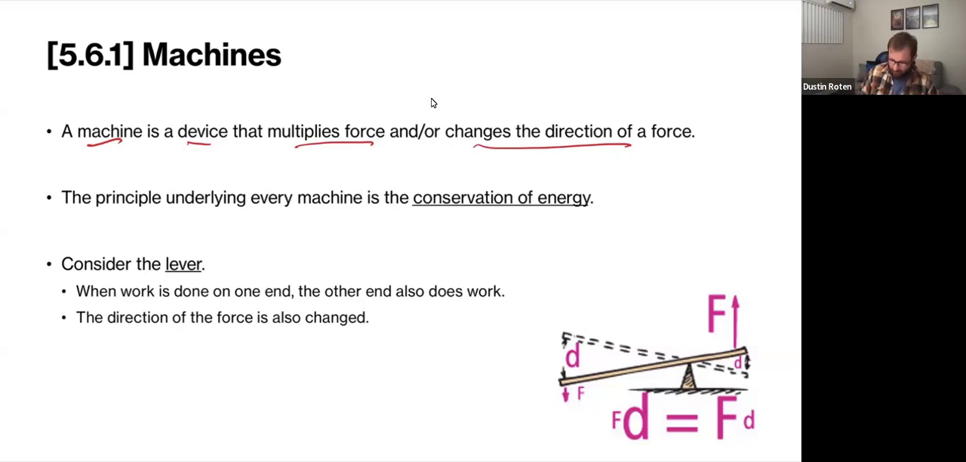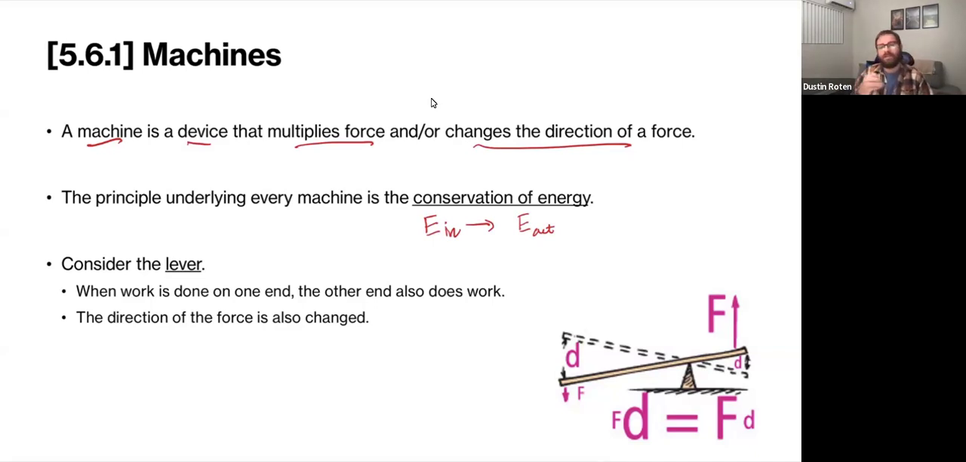So it's the whole idea of energy going into a machine, and then you've got energy coming out of the machine. That has to be conserved, but the machine is going to multiply the force at the cost of something else, or the machine's going to convert it into another form, something like that.